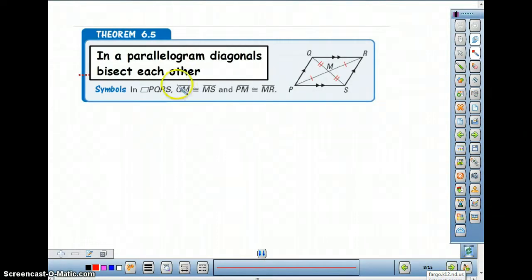Okay, our last property that we want to talk about today is that if I have both diagonals drawn, they're going to bisect each other. Okay, so I have to draw both diagonals, and in that case QM is going to be congruent to MS, as well as PM is congruent to MR.